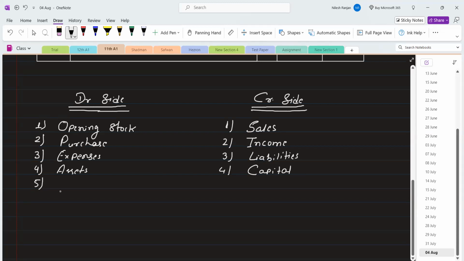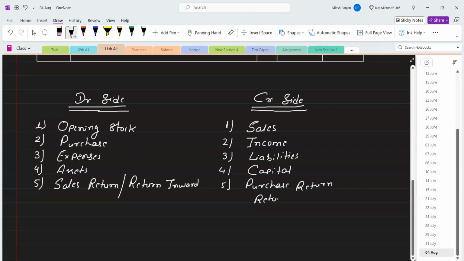Sales will be on the credit side, but sales return will be on the debit side. This sales return is also called return inward. In the same manner, purchases are on the debit side, so purchase return will be on the credit side, and this return is called return outward. Is this clear? Yes.